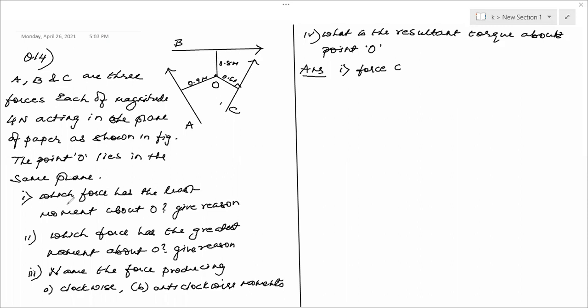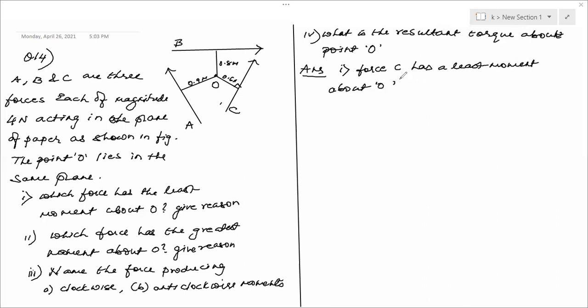Now, which force has the least moment of force about O? A moment of force is nothing but the product of the force and the perpendicular distance. So naturally, the force magnitude of all is 4, so C has the smallest distance. Got it? So 4 into 0.6, 2.4, will be the least; the other two will be bigger. So the question is, which force has the least moment about O? Force C has the least moment about O.